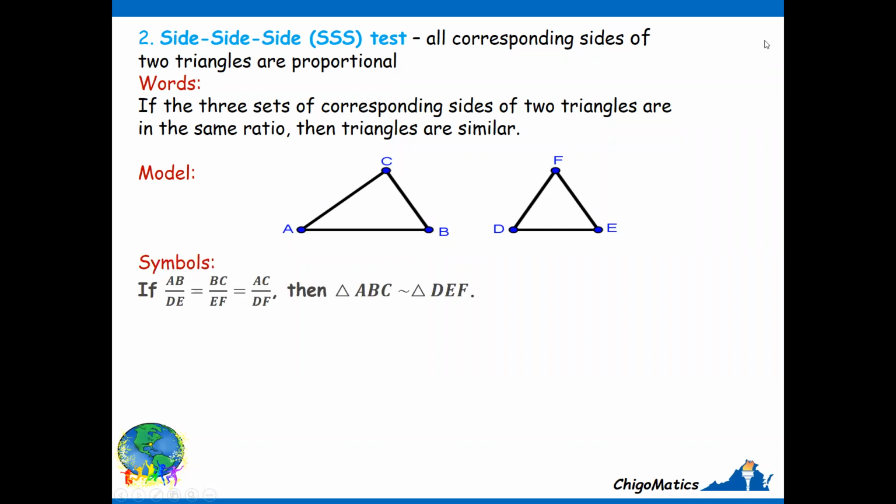In simple terms, we are saying AB over DE is equal to BC over EF is equal to AC over DF. Then the two triangles are similar. That is what the side test says. And remember, the same ratio simply means that if we can establish a scale factor, then obviously the two triangles are similar.